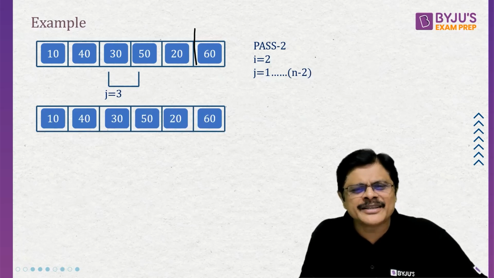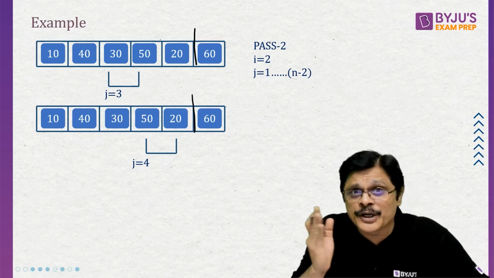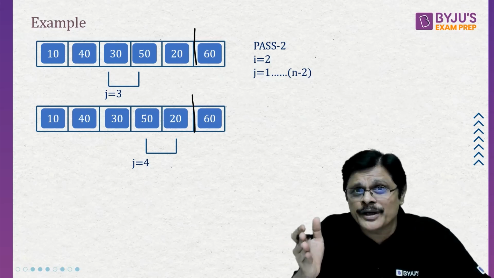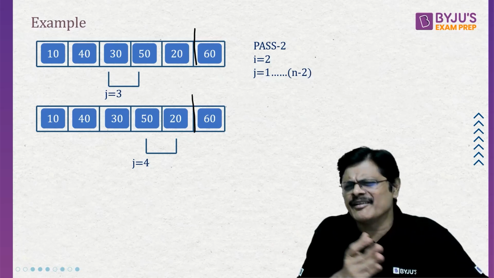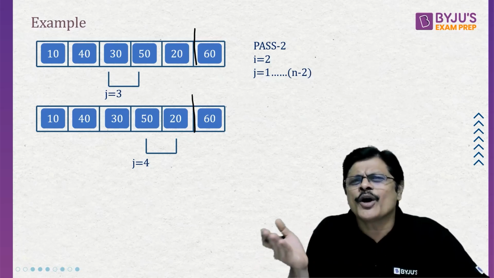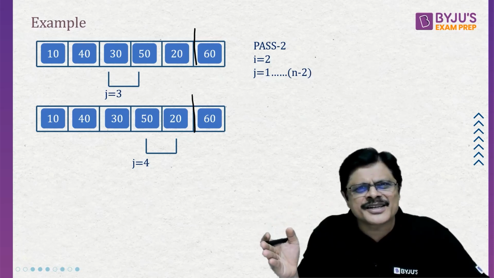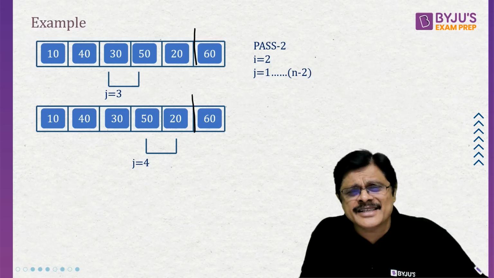Again j incremented. Okay, j is now 4. 50 greater than 20. See, it is already sorted. You need to remember, that's why you are going only up to n minus 2 in this particular pass. You don't have to go up to n minus 1. Even if you go, nothing will happen, sir. But it's not necessary, because anyhow, this number cannot dominate 60. So you don't have to go till n minus 1. So 50 is greater than 20.